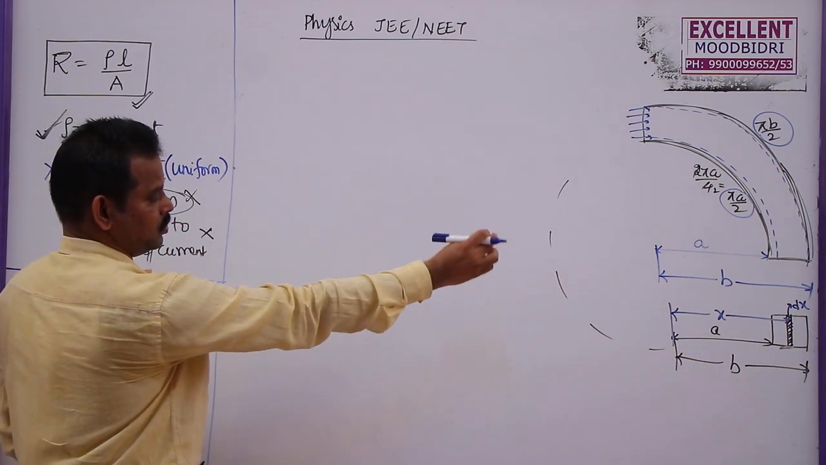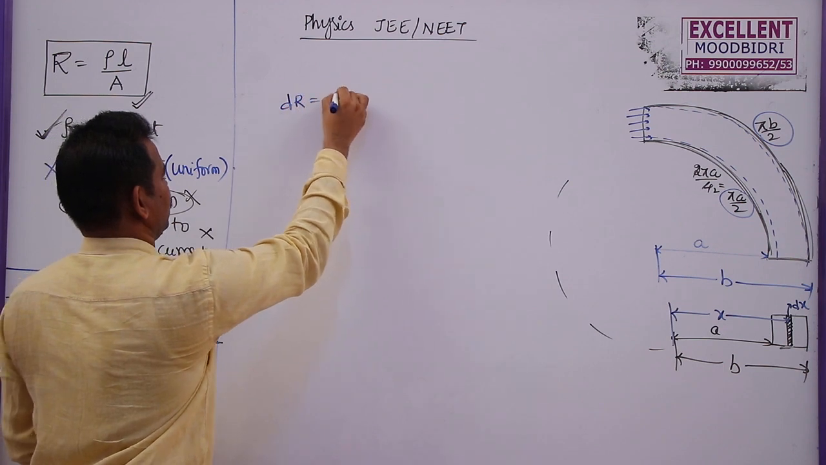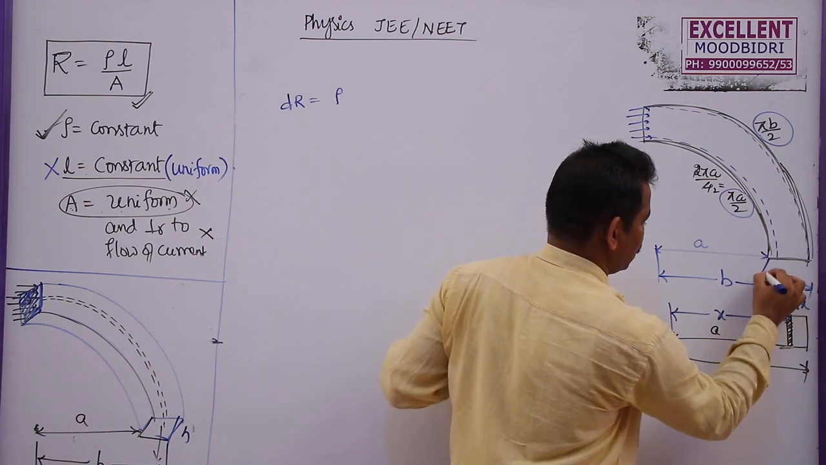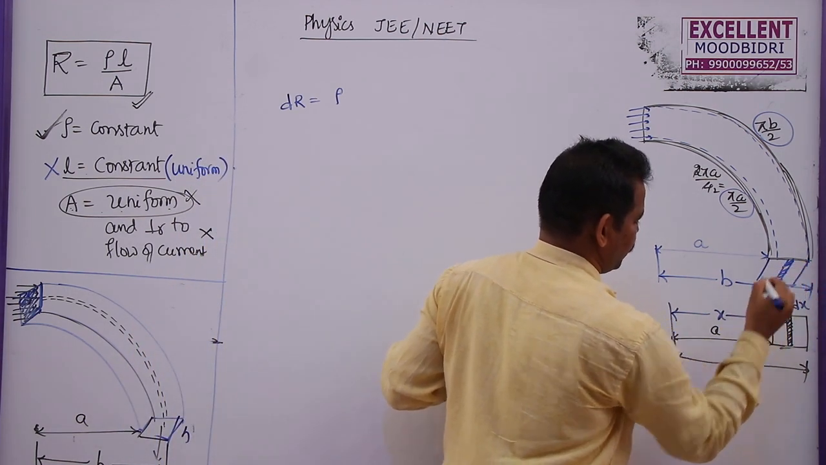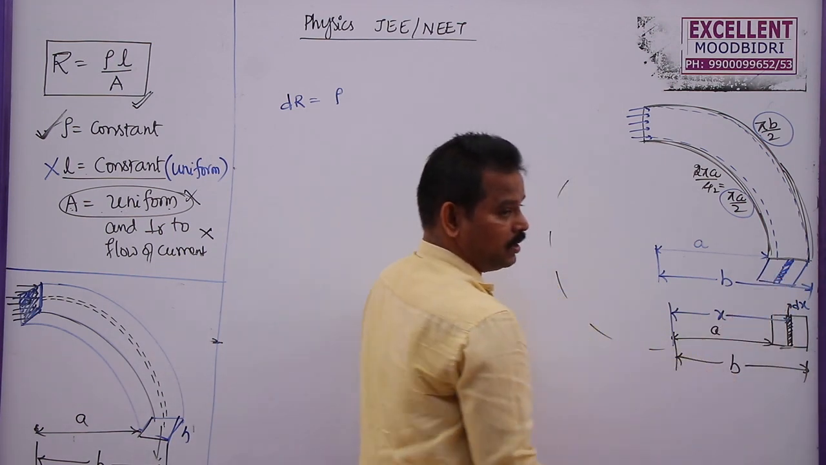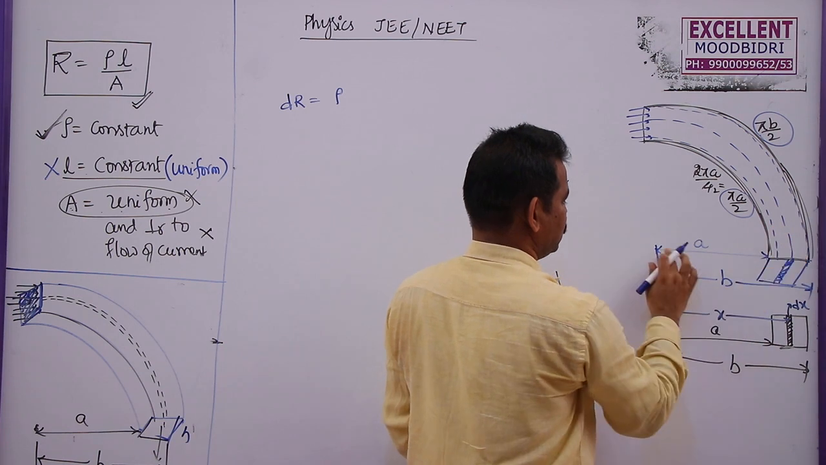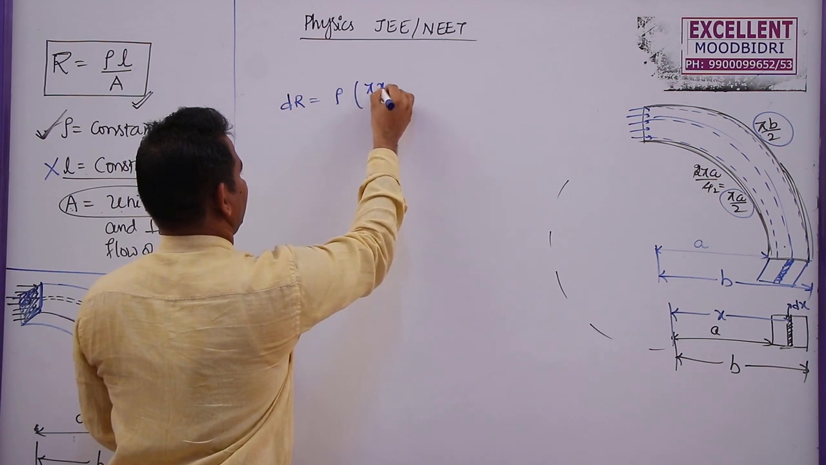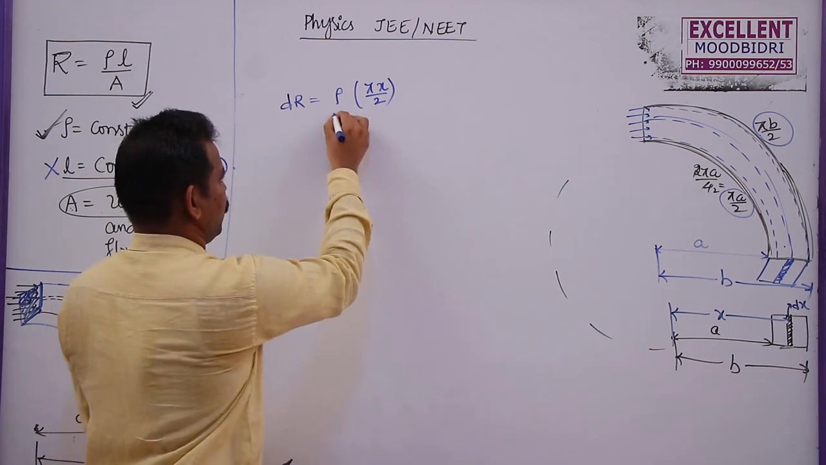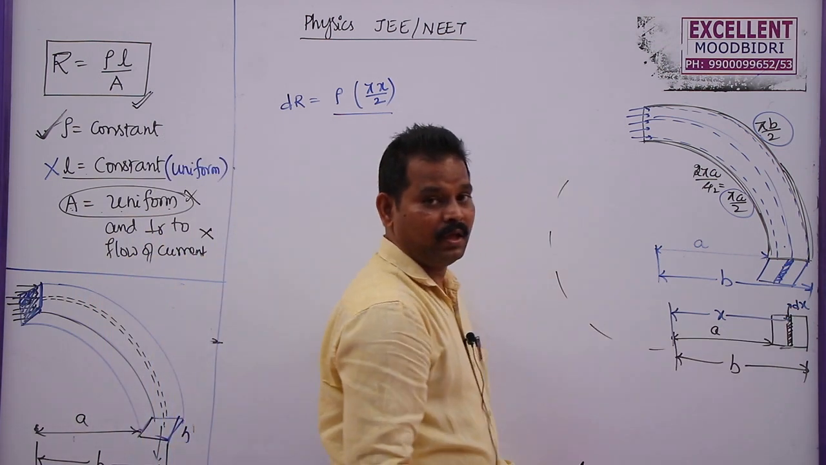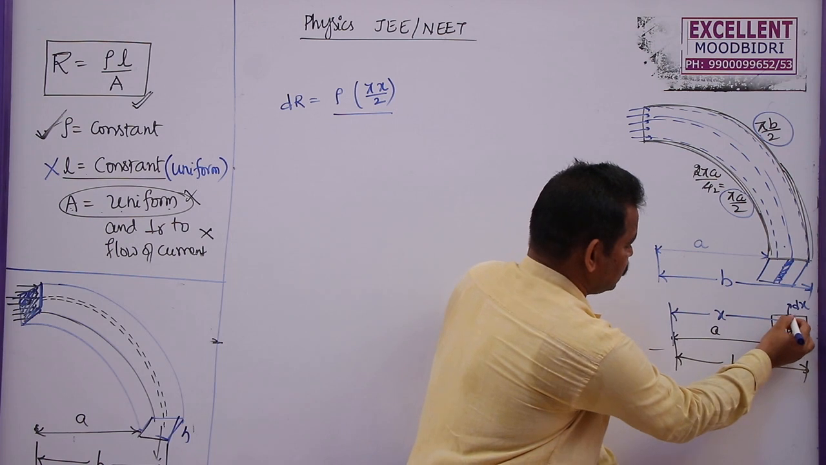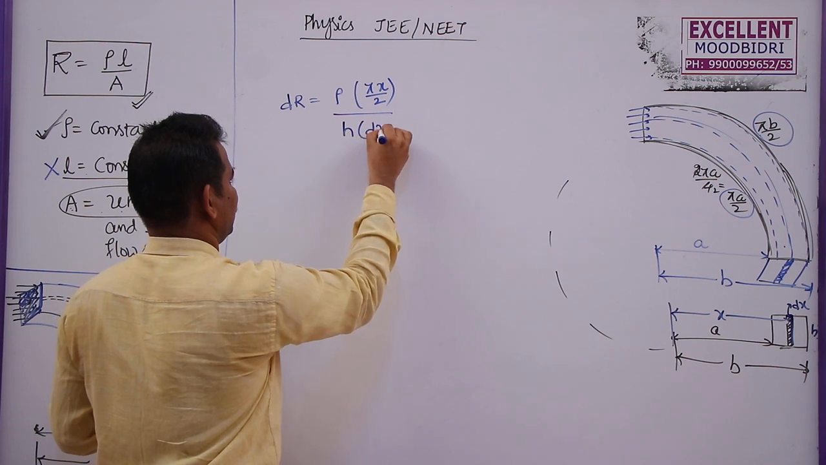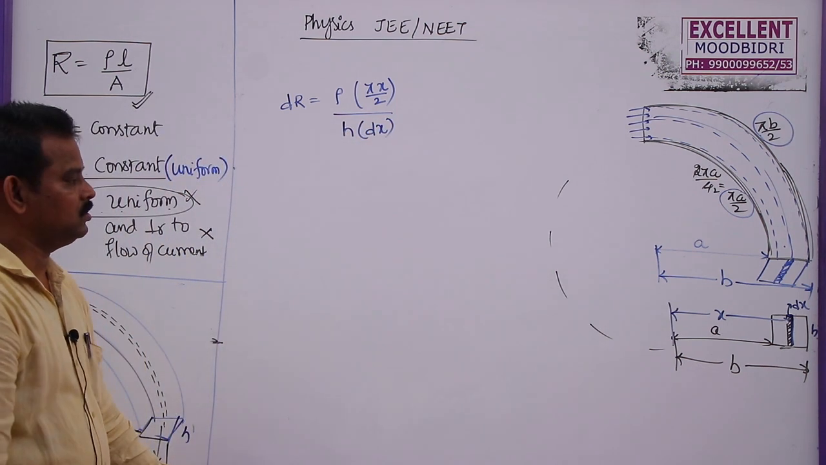Now, what is the resistance of that small strip? dr is given by rho into the length through which this current is coming. If you take this diagram, this is the portion that we are considering here having thickness dx. So, what is the total length of this one? As this length is x, this will be pi x by 2. So, dr is rho into pi x by 2, divided by the area of this strip, the area through which the current is passing. This thickness is dx, this height is h. So, this will be h into dx. This is the small resistance of the small strip.